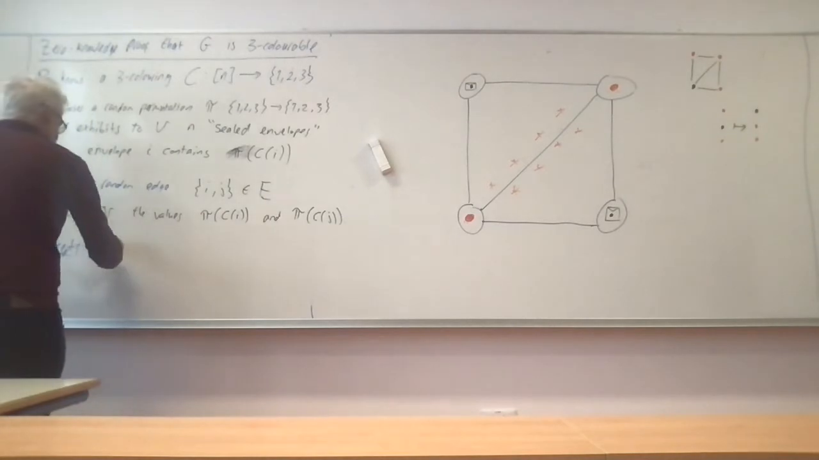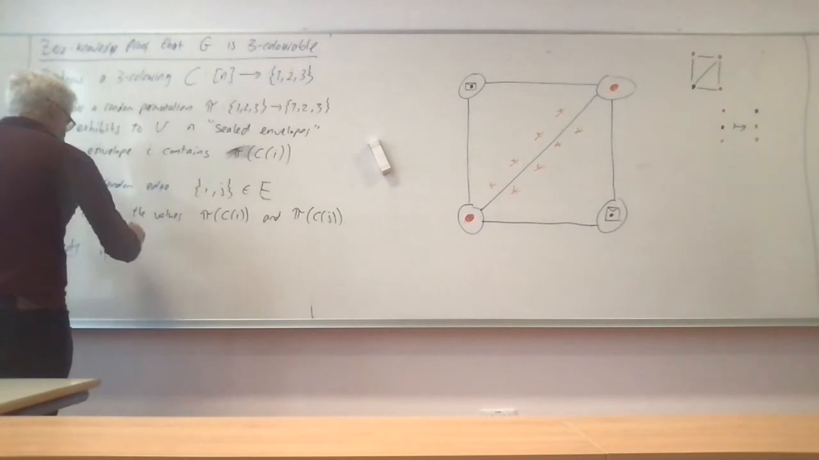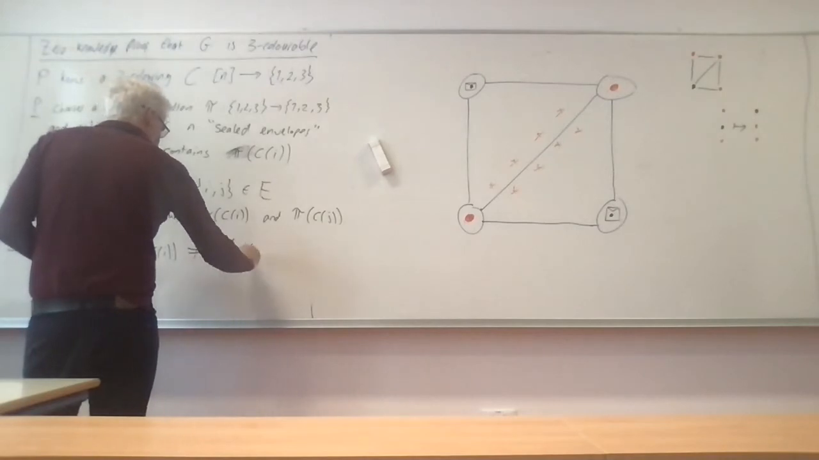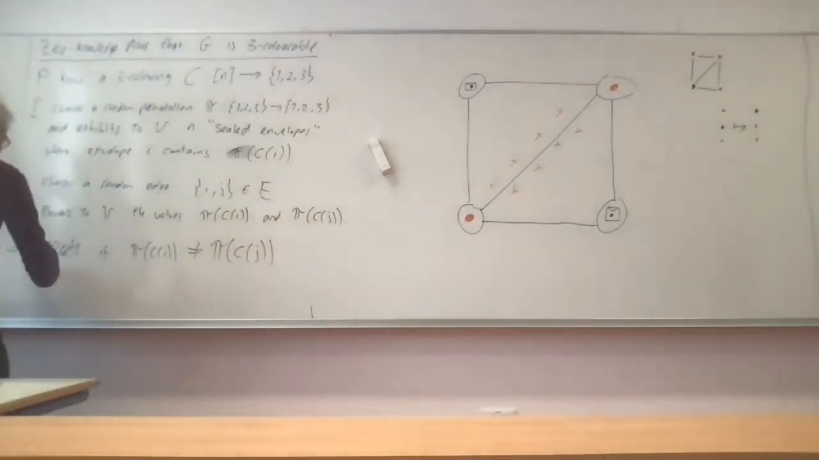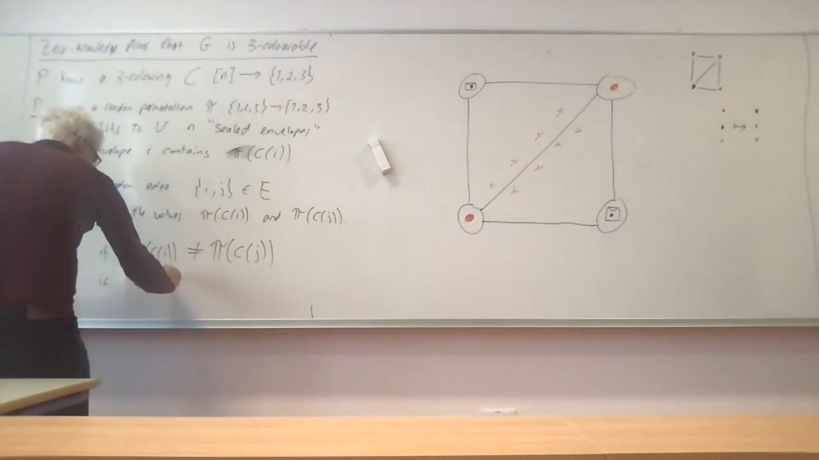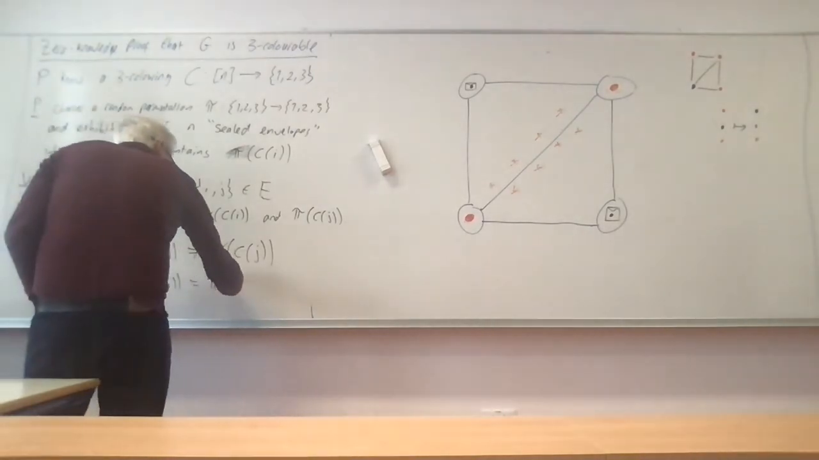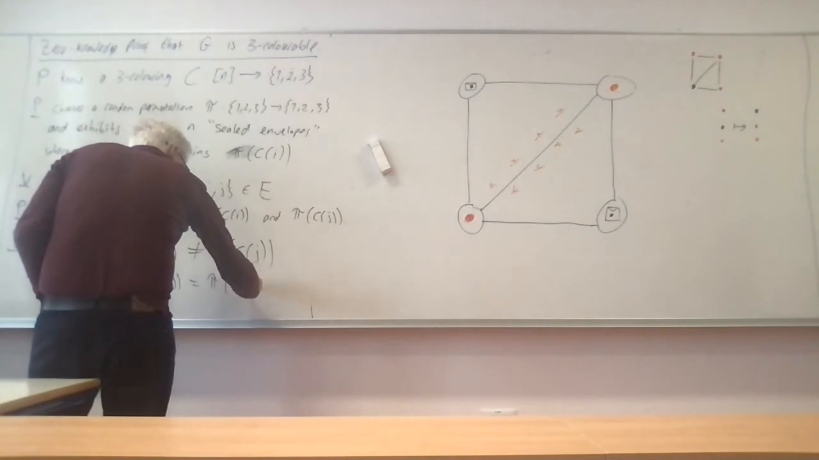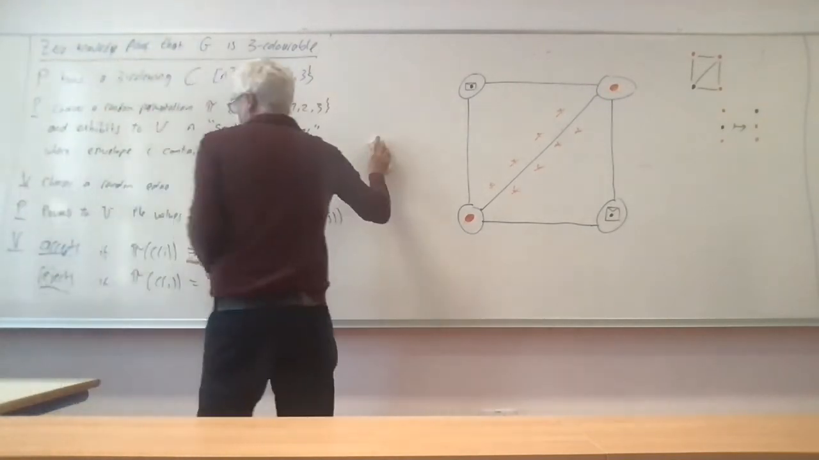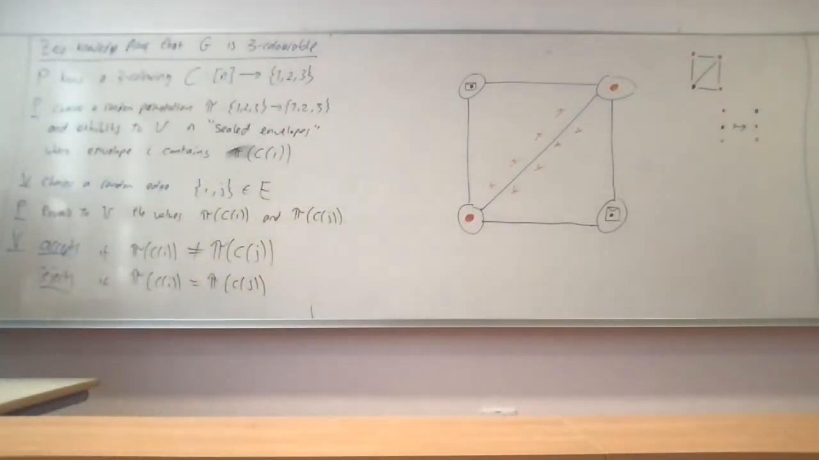if these two values are different. So if we've got two different colors on the edge, and rejects otherwise, so if they're equal. And that's it. And importantly, the verifier never gets to look inside the other envelopes.